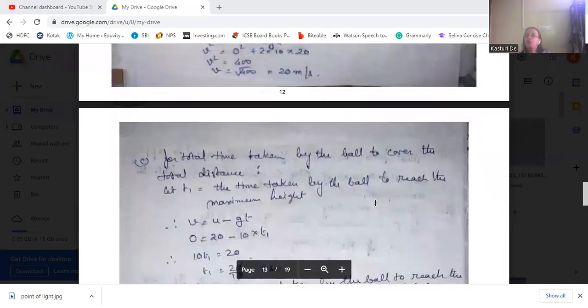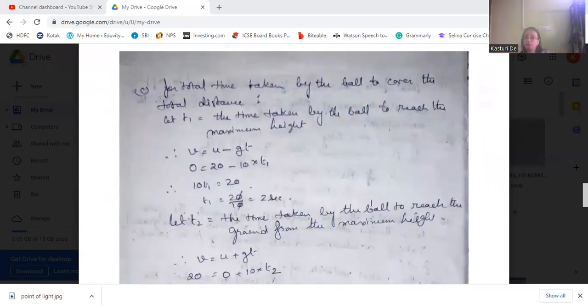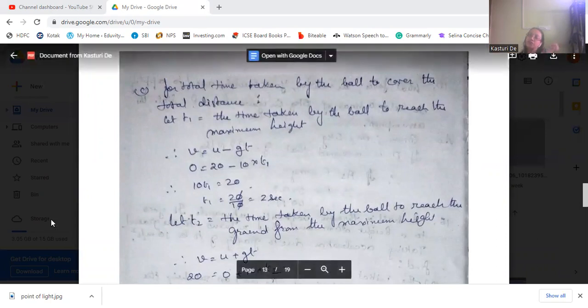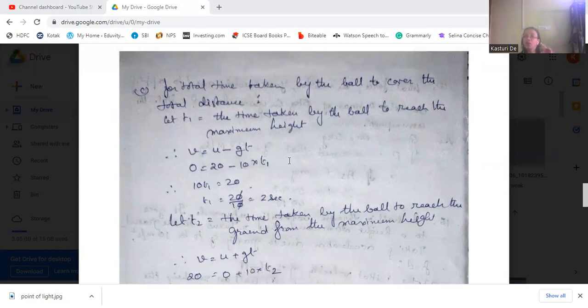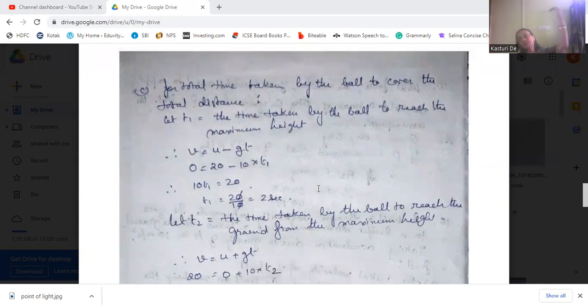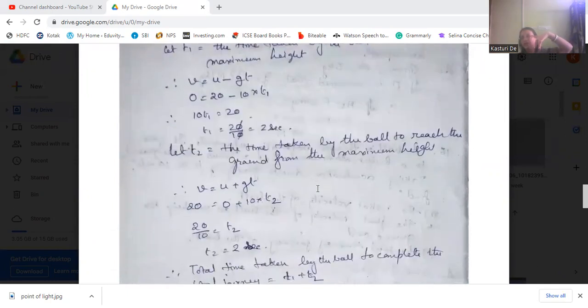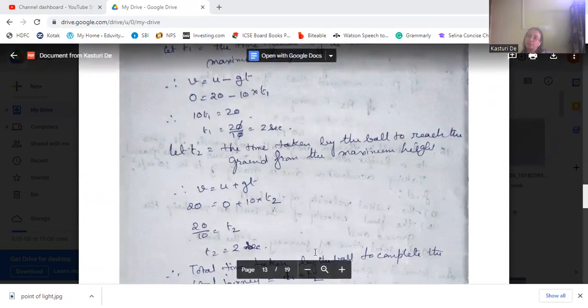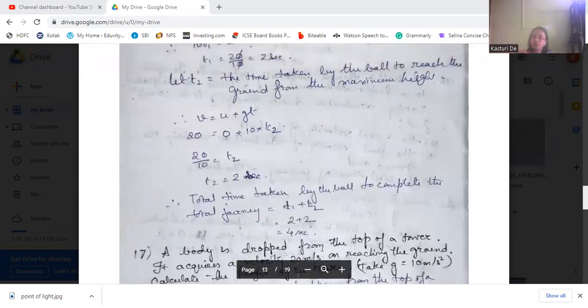Now for the total time, going up and again coming down. First t1, when it is going up, v is equal to u minus gt. Its final velocity was 0, initial velocity is 20, g was 10, t1 we don't know. So t1 becomes 2 seconds. Now when it is starting from its maximum height, v is equal to u plus gt, and that time also is 2 seconds. So the total time will be 2 plus 2, that is 4 seconds.